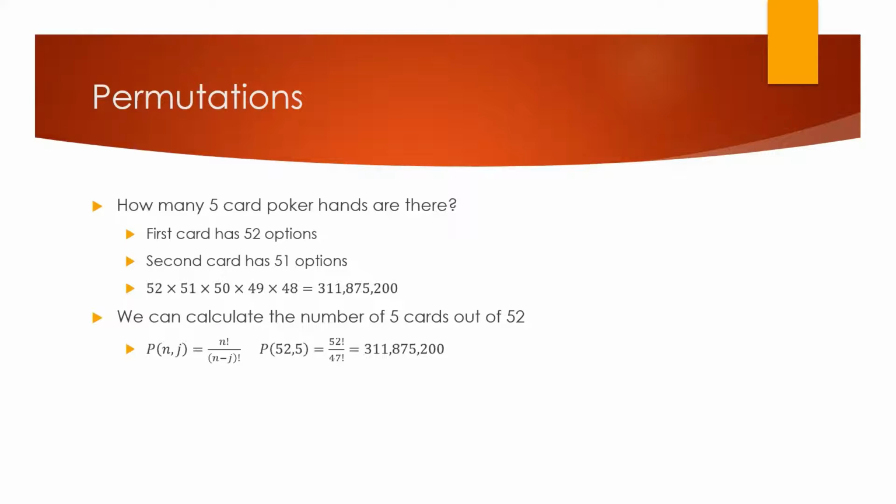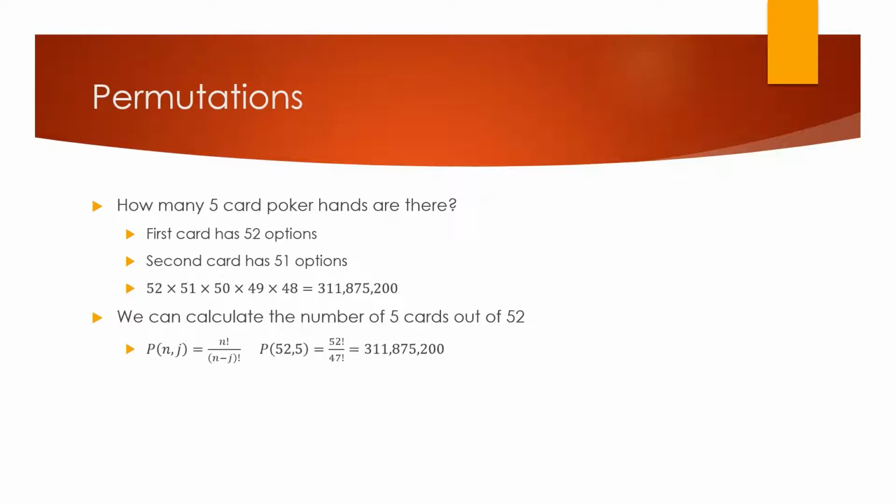This permutation number is not yet the whole picture. If we carefully consider what this permutation is doing, I don't actually have 311 million different poker hands. That's because what this is saying is for my first card I draw, I have 52 options. For my second one, I have 51. For my third one, 50, 49, 48. But it doesn't care if I draw cards in a different order.